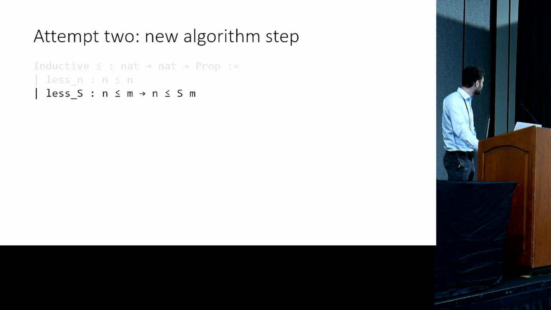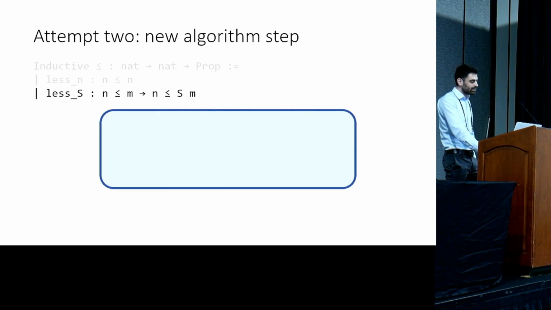So here's our less than or equal to relation again. And in particular, look at this constructor less successor, which says that if n is less than m, then n is less than the successor of m. And notice that this constructor doesn't change the left argument n from the input to the output at all. So what does that mean?